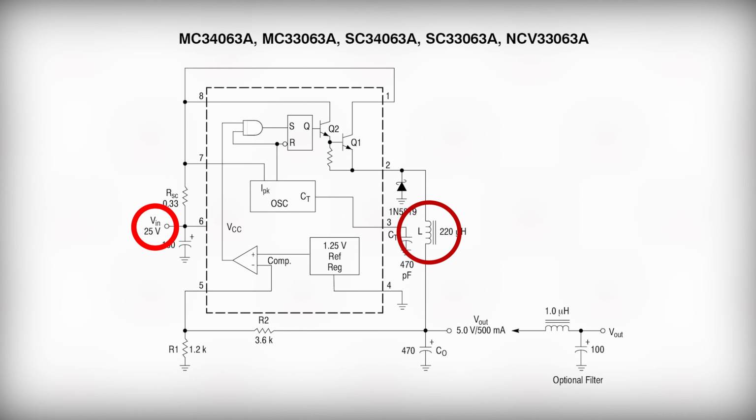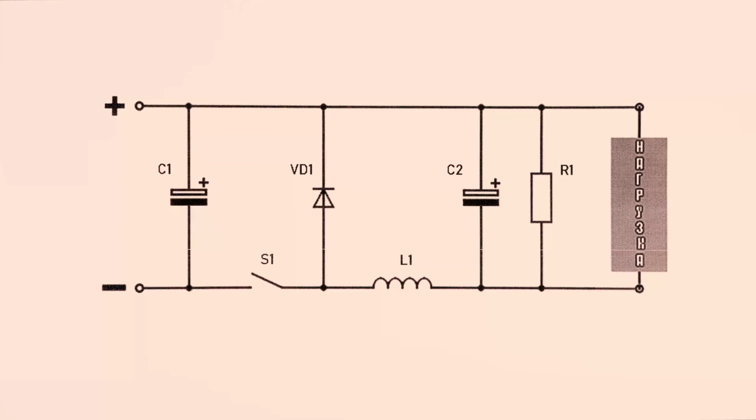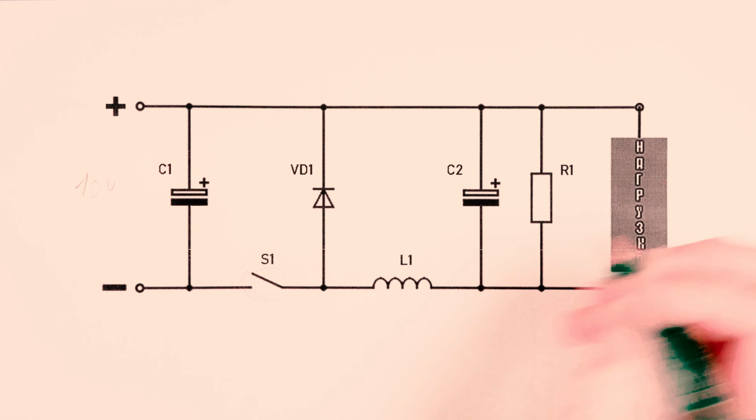Let's look at a simplified equivalent of the circuit. S1 is a transistor used to switch the inductor. Let's say there is 10 volts at the input of the circuit, and we want to get 5 volts at the output.